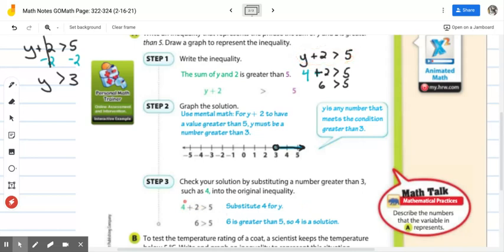So they did that here. They plugged in the 4, just like we did up above. They plugged in the 4 for y. They said 4 plus 2 is greater than 5. Of course it is, because 4 plus 2 is 6. 6 is greater than 5.